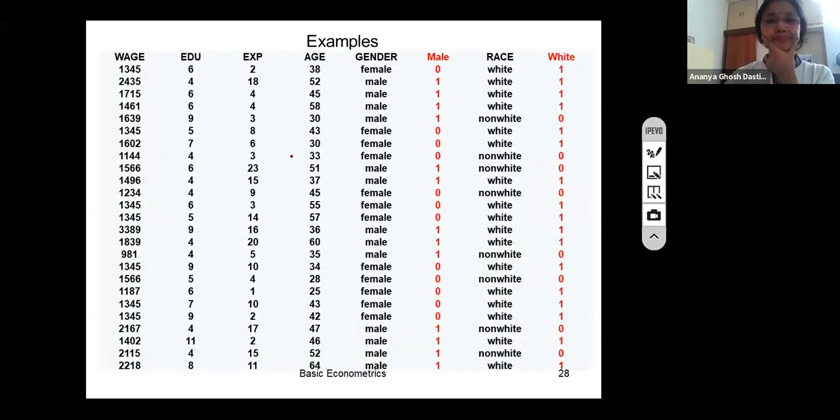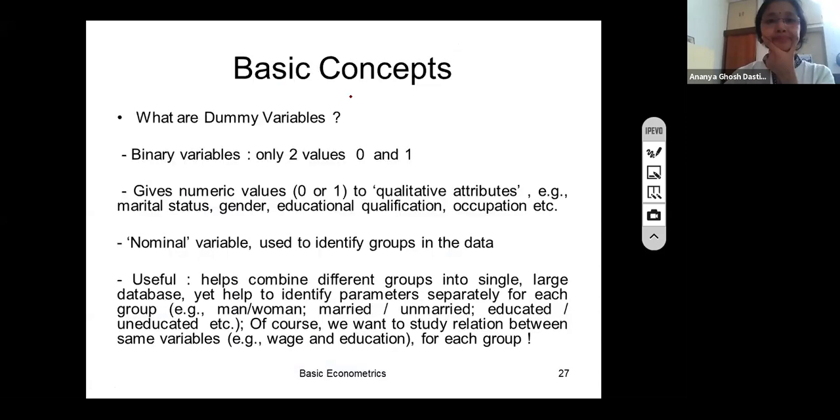Okay. So now we are looking at some basic concepts regarding dummy variables. So what are dummy variables? They are what we call binary variables, which take only two values, either 0 or 1.